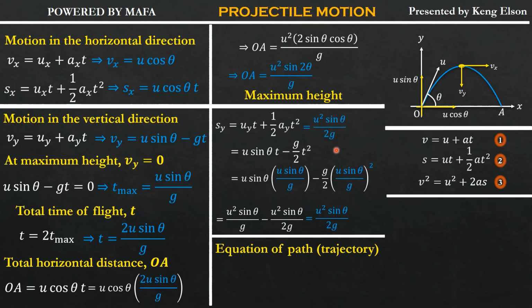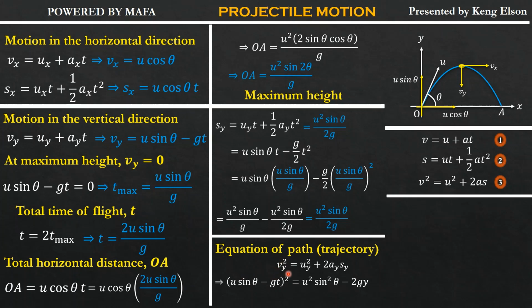And lastly, we are going to find the equation of path, or the equation of the trajectory of the particle. So we are going to use the third equation. Remember, we have used the first and the second, so we are going to use the third equation of motion in the vertical direction. So vy squared is equal to uy squared plus 2ay times sy. So we are going to replace our sy with y, call it the vertical distance traveled, and in the place of sx, we are going to replace it with x. We are going to see when sx is going to come into play.